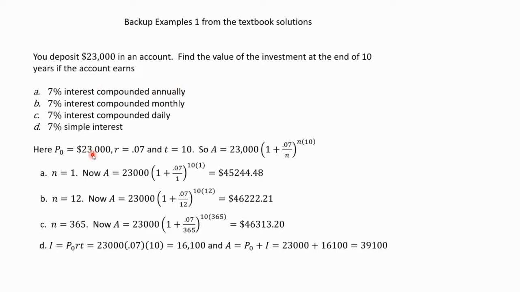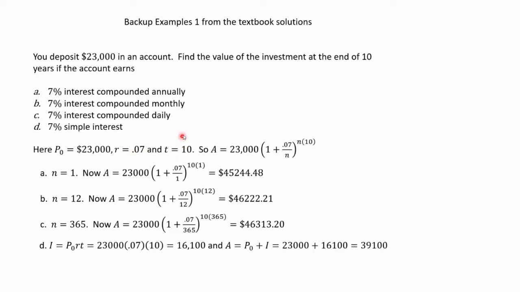So that's what P0 is. That's $23,000. The APR, that's the percent you're given. So we convert that to a decimal, 7%, 0.07. 10 years later, right? That's our T is 10.